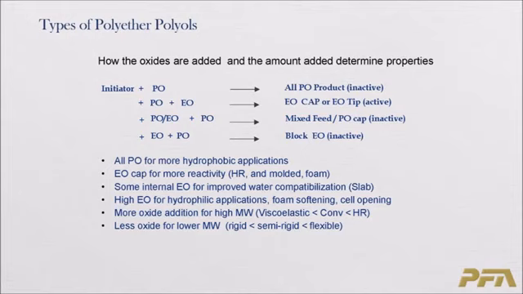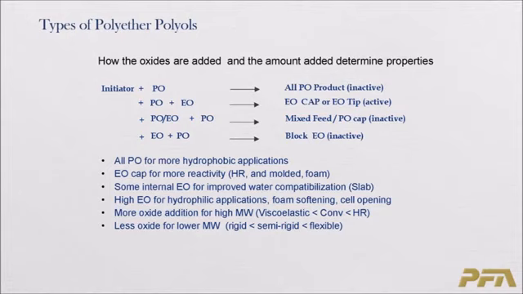So the most common conventional is more like this mixed feed with a PO cap. An HR usually puts ethylene oxide at the end, and having that ethylene oxide at the end, given that it's primary, is why in that reactivity curve it's the fastest to react. So as you say, typically you're putting in more PO if you want to make a more hydrophobic type material.